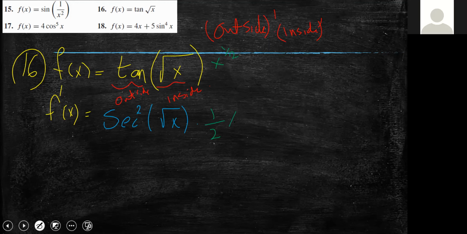Secant squared of 3x. And then the last step, you will now find the derivative of 3x, which is 3. And since there's nothing under the 3x, you will write it only as a 3.